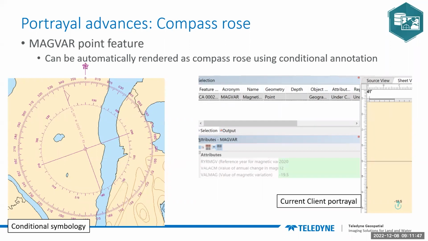There's routines behind the scenes that will read attribute values and dynamically update the text within symbology and within the chart presentations. So here you can see that the conditional symbology of that magvar feature is actually directly feeding off of those attribute values. And the minute you update those attribute values and refresh your screen, the text on that compass rose will be automatically updated.